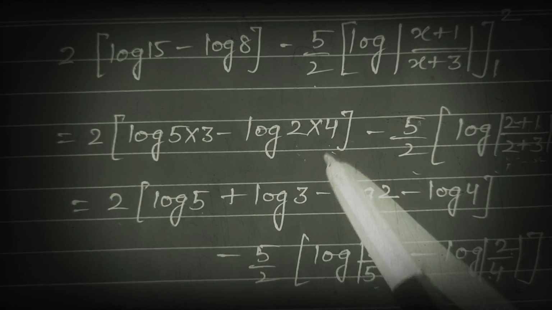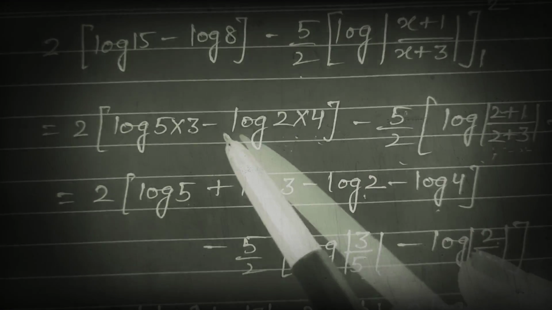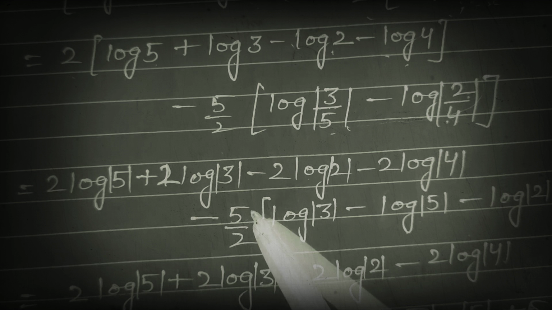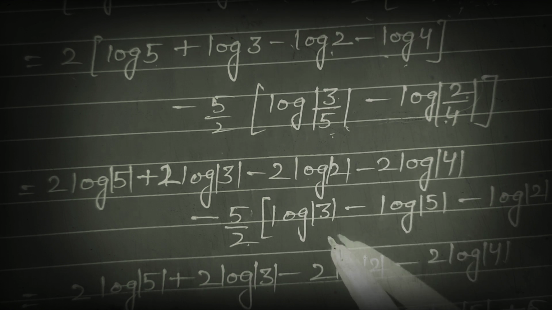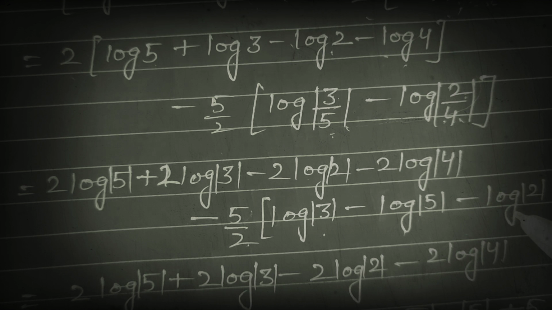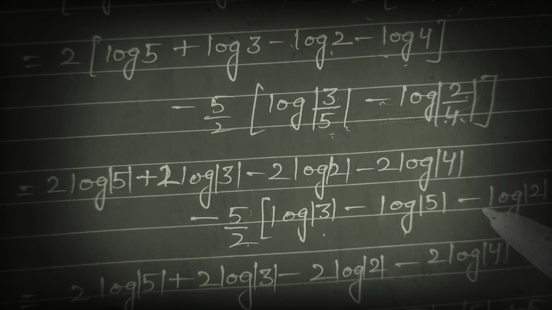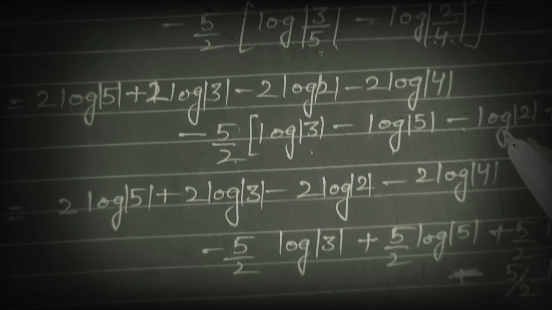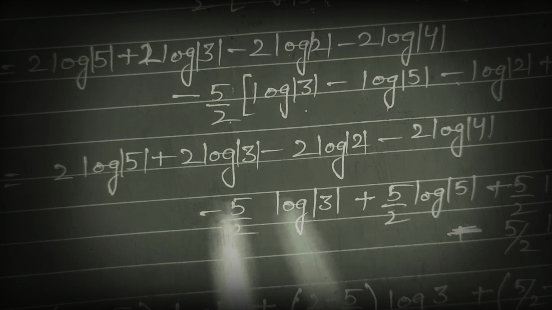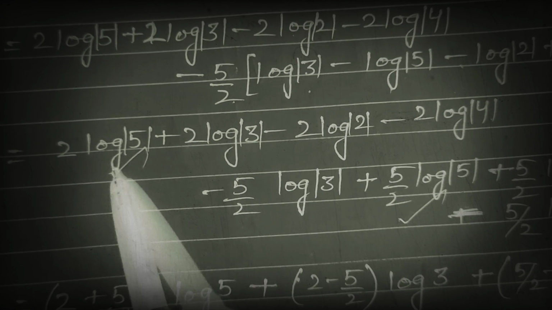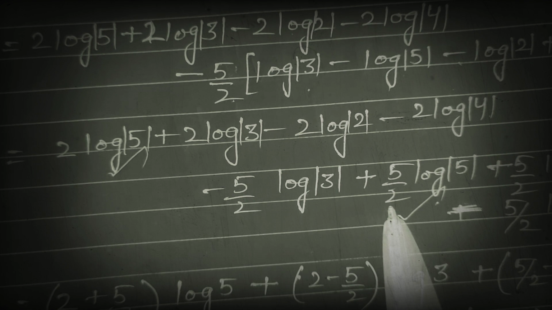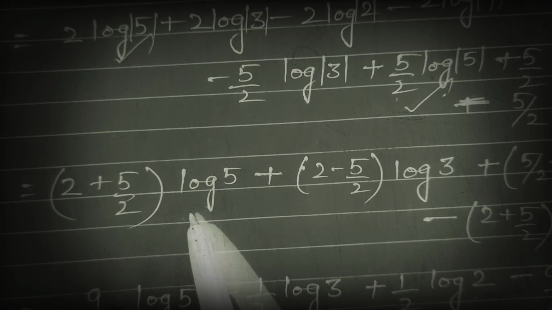Log of 2 into 4 means log 2 plus log 4, but there is a minus sign here, so we will take both as minus. Here, 5 by 2 log of 3 upon 5, we can write as log 3 minus log 5, and log of 2 upon 4 we can write as log 2 minus log 4. It is a minus sign, so it will be plus. Then we will take log 5 common from these two. Log 5 is here and log 5 is here. Then what is here? 2 plus 5 by 2, so it will be 2 plus 5 by 2 log 5.